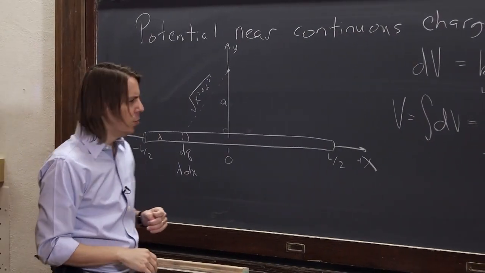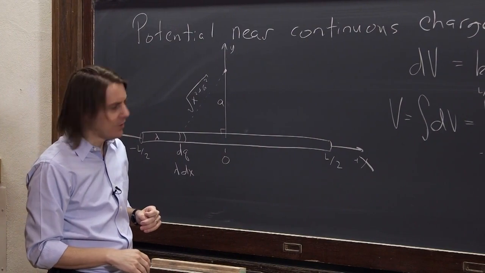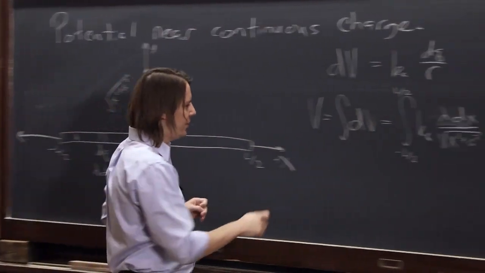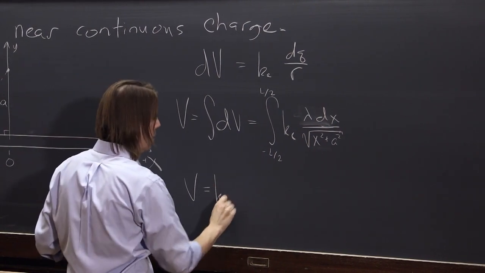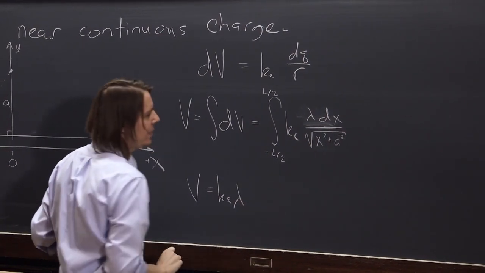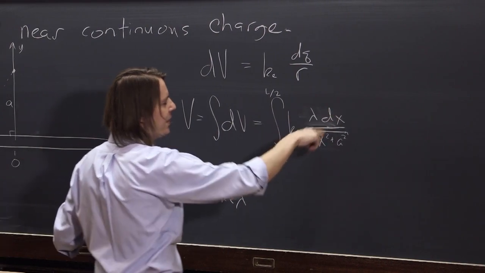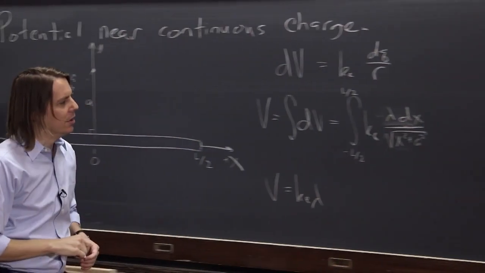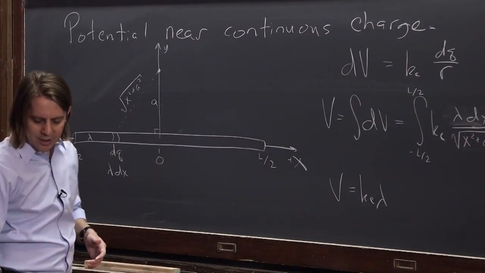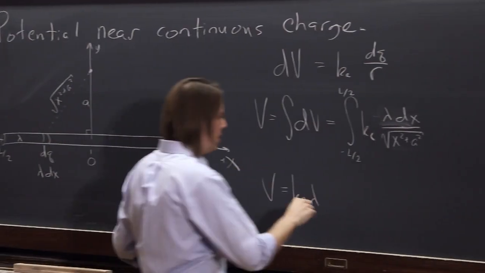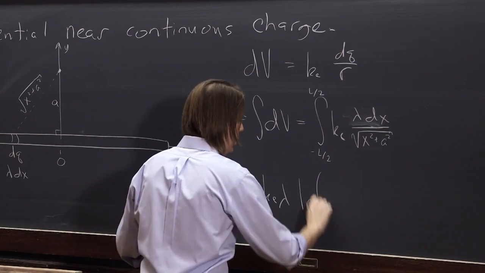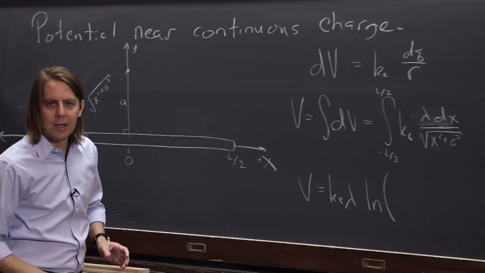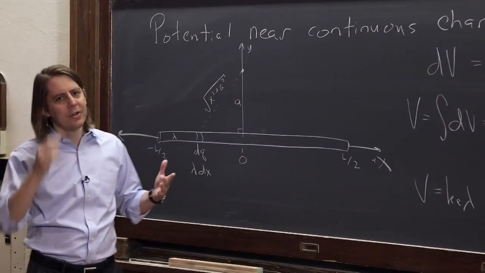So we will look it up in the table. So let's see, V, let's take all the constants out that we can, K_E lambda, and we're left with the integral of dx over the square root of x squared plus a squared. So I look it up, and it's sort of a complicated one. It's actually the natural logarithm, ln. I'm sure you've heard of the natural logarithm, and now I've got to confess something.